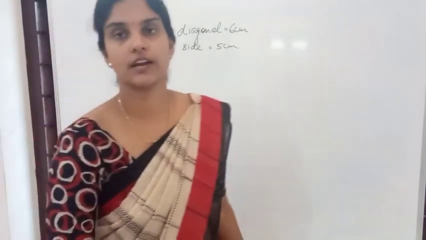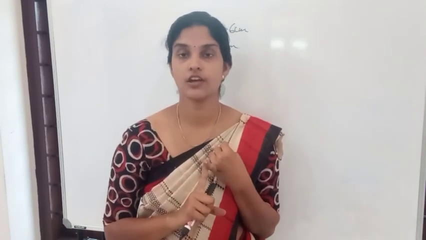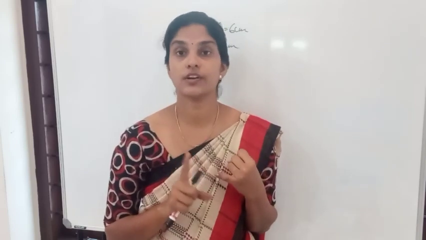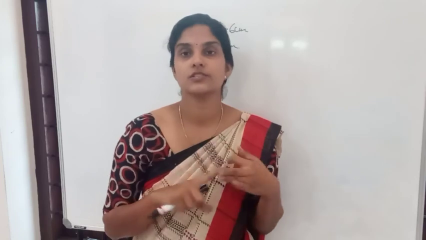Now you got the idea, right? How to draw the rectangles. What are the cases that you studied? If the diagonal is given and the length of the side is also given, you can draw a rectangle. You can draw a rectangle if the length of the diagonal and the angle between the diagonals is given. Now you can also draw a rectangle in a circle if the length of the diagonal is given. So these are the three ways that you can draw a rectangle.